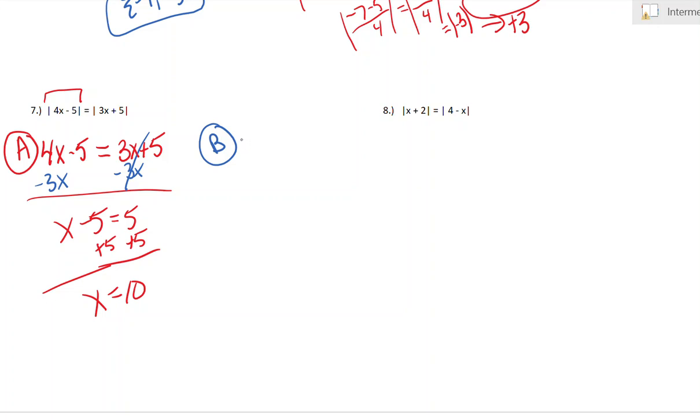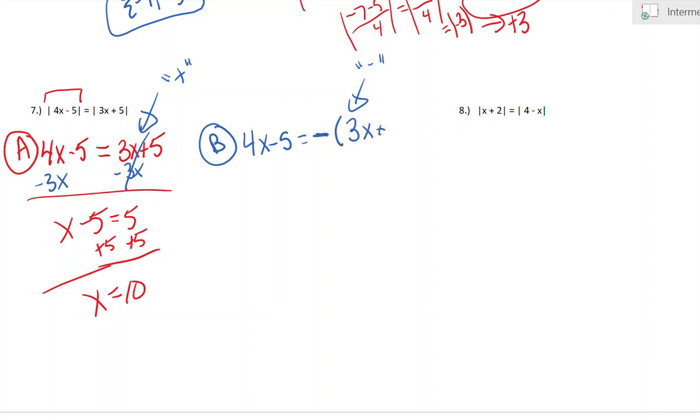I still keep the left-hand side the same, 4x minus 5. But remember, it's a distance to 0. And we know that one generates a positive side and one generates the negative side. So this one was our positive side. And this one, we're going to do the negative side. So what you do is you put a negative outside of the quantity. So that's what changes. So I put a negative sign outside of the expression on the right-hand side. And then I distribute the negative. And then I'm going to solve.